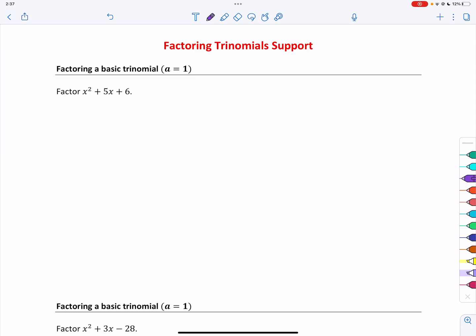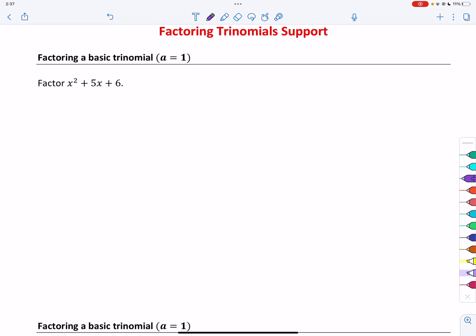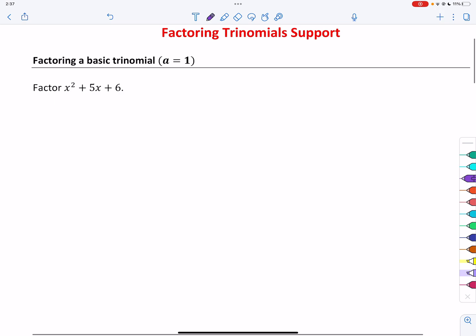This video should help you factor trinomials. We'll begin with the most basic trinomial, and that is when the leading coefficient is equal to 1. In other words, the coefficient in front of the x squared term is a 1. Okay, so this is what I like to do.